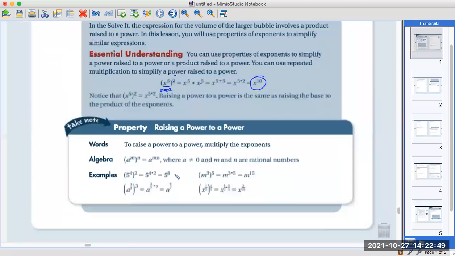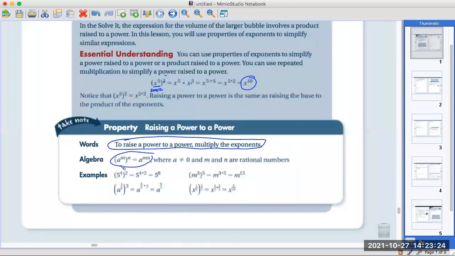Down here, you're using algebra. First, the words: to raise a power to a power, multiply the exponents. We already have it above. This is the algebra version. You use letters. A power raised to another power is the base to the power of m times n. So this is the algebra version. And here it gives you more examples. I skipped the fraction exponents, not going too in depth. I want to move on. And so we're using only whole numbers, okay?